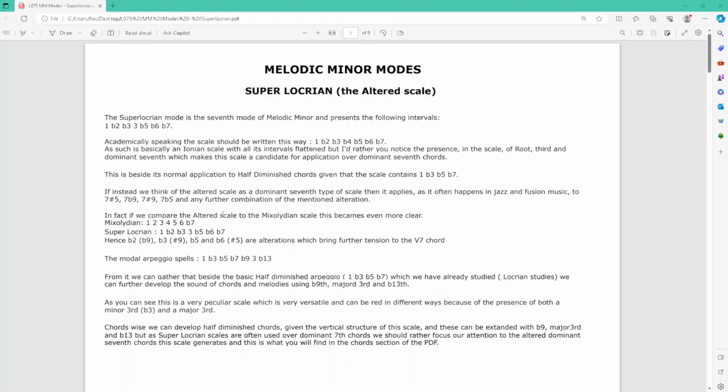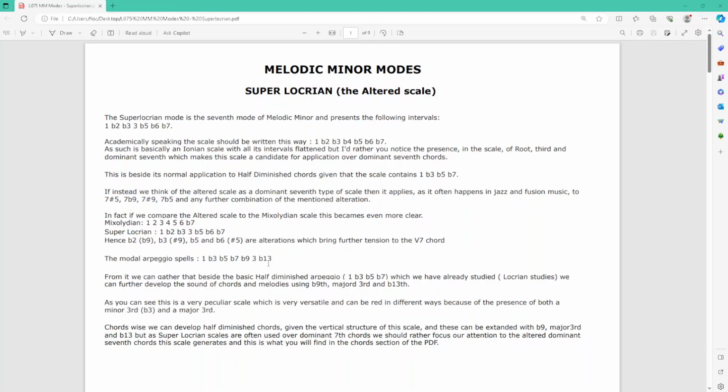In fact, if we compare the altered scale to the Mixolydian scale, this becomes even more clear. Here are the intervals for Mixolydian, and here are the intervals for super Locrian, hence the alterations which I discussed. The arpeggio spells 1, flat 3, flat 5, flat 7, flat 9, of course flat 11, I just wrote it as a 3 again, so you have this clear idea that it is 1, 3, flat 7, that's why we play it over dominant. Flat 13.